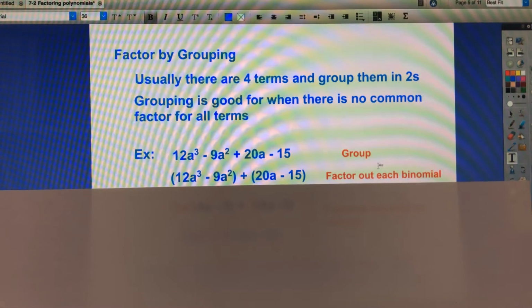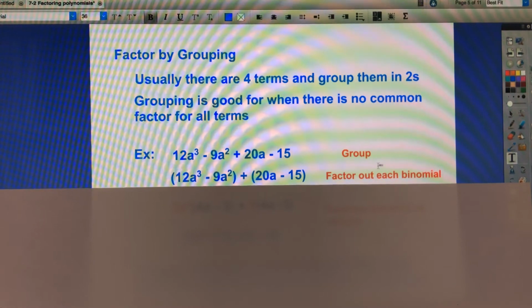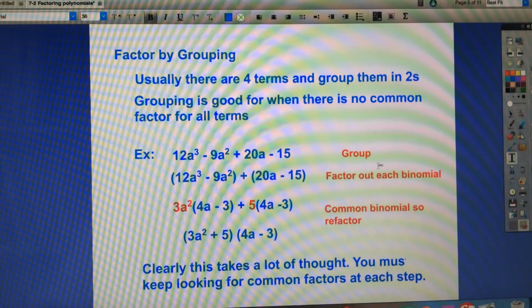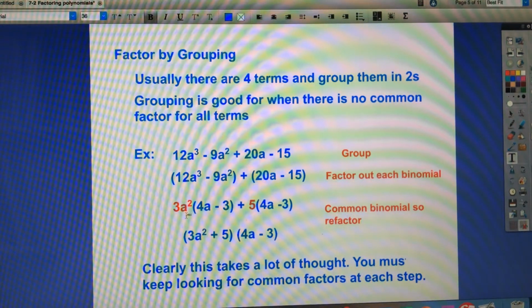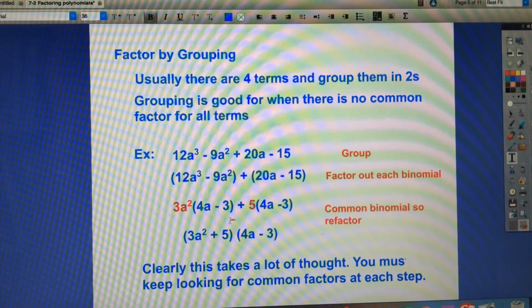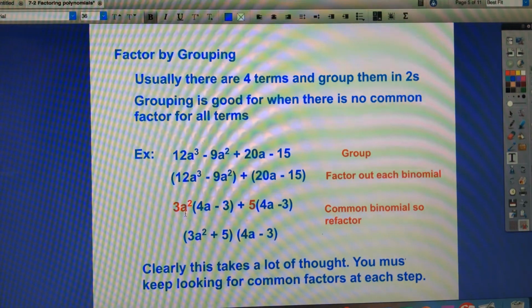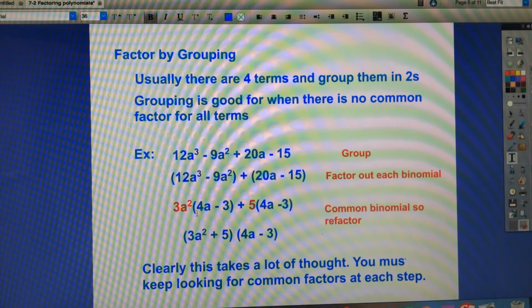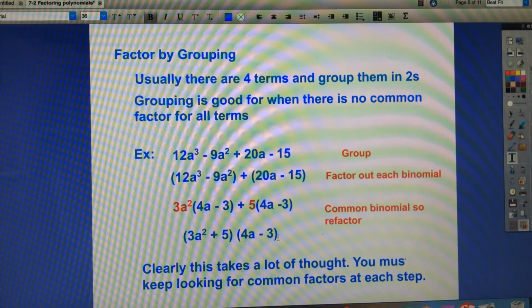So I'm just going to work as if these are two separate problems. I end up with 3a squared as my common factor times 4a minus 3. I take out 5 and I have 4a minus 3. Well, rather coincidental, isn't it? But of course, you always know that the examples they give you are always so much easier than reality. But let me tell you, on a standardized test at your level, this is the type of question you will get. 3a squared plus 5 times 4a minus 3.